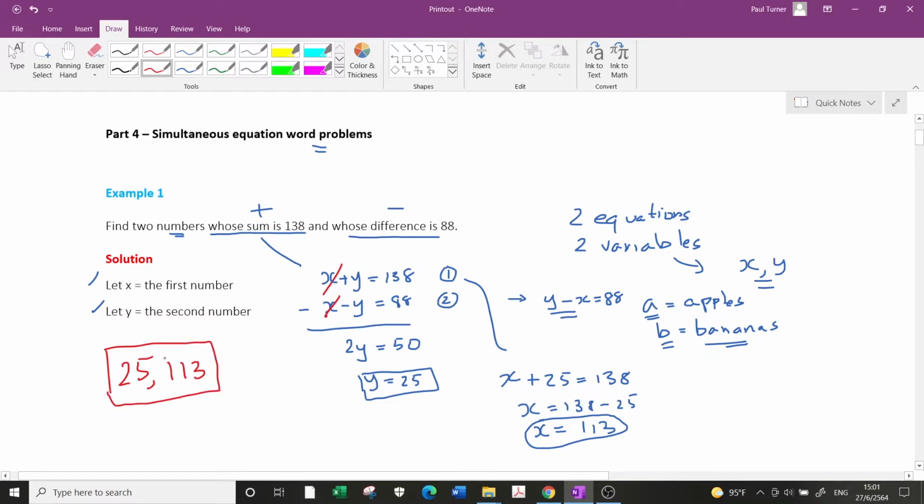What you should do is take your two numbers and check. When you add them, you get 138. And when we have 113 minus 25, we get 88. So you should take your initial solution that you found and check these numbers satisfy the original statement.